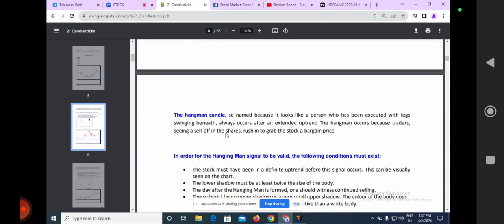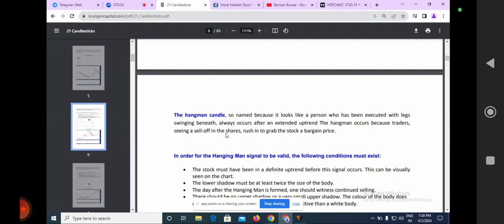Next, we have learned something about the hammer candle. What is this hammer? A hammer candle will be observed only in a downward trend market. My dear friends, don't get confused, and as I'm repeating again, a doji candle you can observe in any kind of market, whether it is an uptrend market, a downtrend market or a range bound market. You can identify doji.